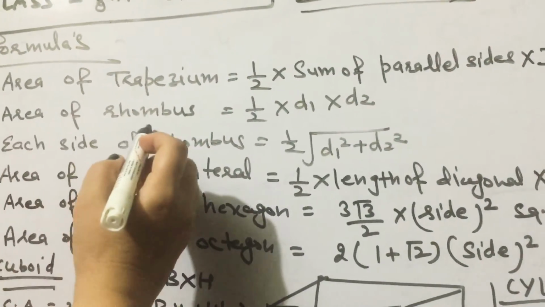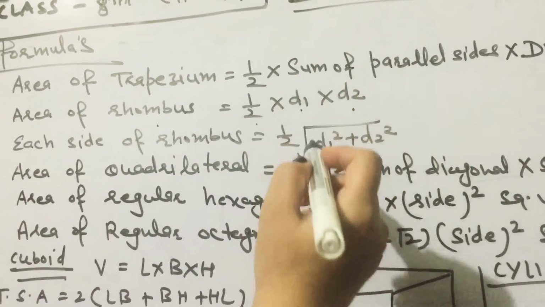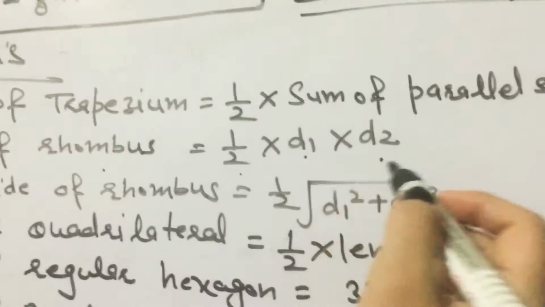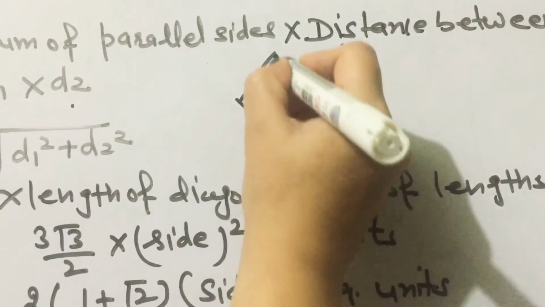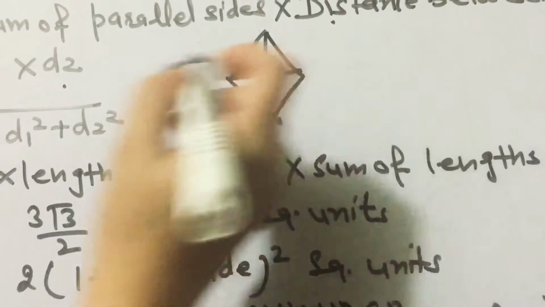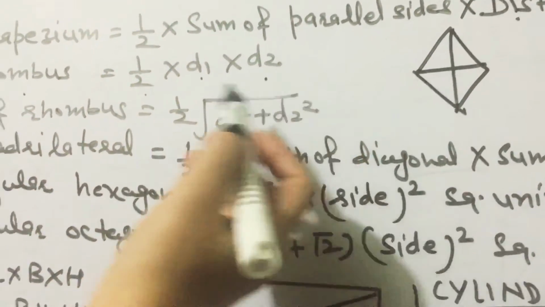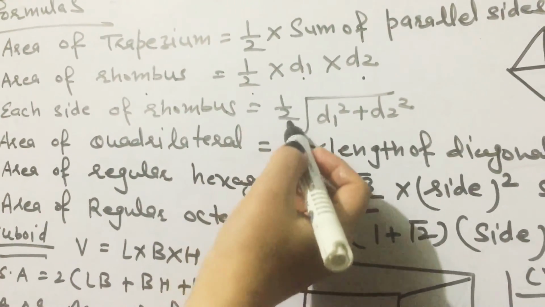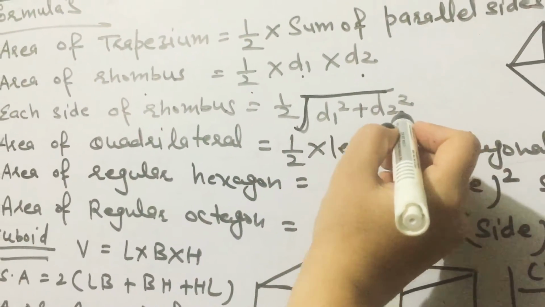Next, area of rhombus. Area of rhombus is 1 by 2 into D1 into D2. D1, D2, these are the diagonals. D1 is the first diagonal, D2 is the second diagonal. The shape of a rhombus is this. These are the two diagonals. So if we have to find the area of a rhombus, 1 by 2 into D1 into D2. And if we have to find each side of a rhombus, the formula is 1 by 2 square root of D1 square plus D2 square.